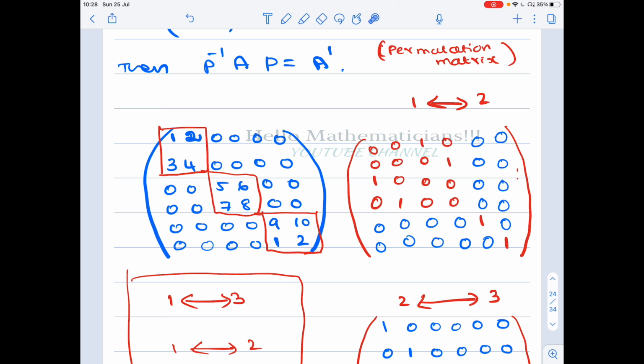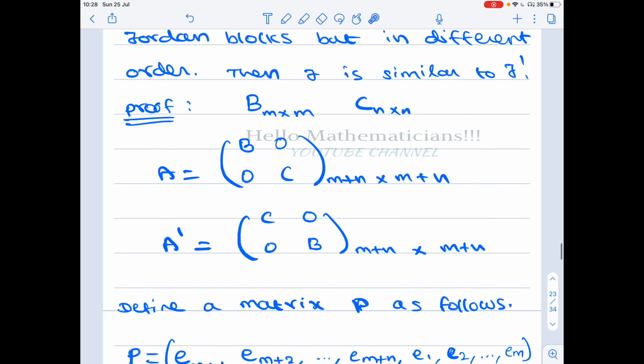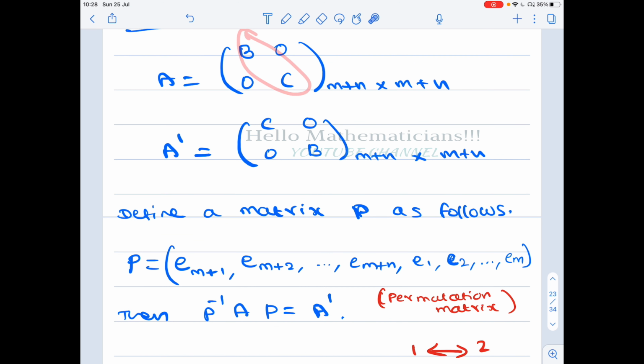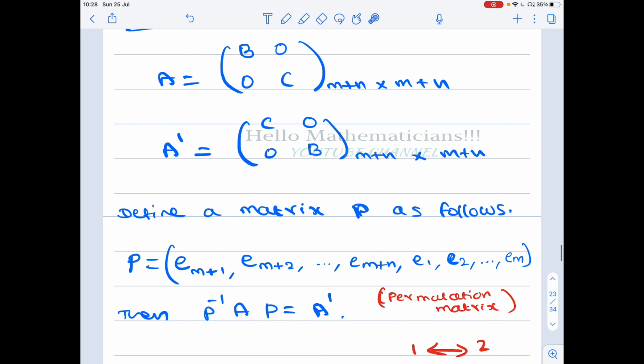Basically, in a Jordan matrix, you can rearrange the blocks in any way. You put the first block in the 7th position, the 10th block in the 2nd position, the 3rd block in the 9th position, any way you want. The resulting matrix will be similar to the original matrix. That is what this statement is saying. Let's see. We'll do it for 2 blocks, then we'll see it for n blocks. I want to prove that this matrix and this matrix are similar. So I will construct a matrix P explicitly such that P inverse A P is the new matrix A prime.